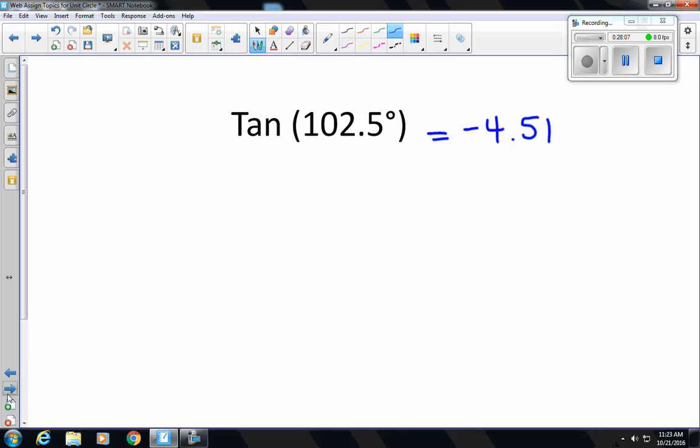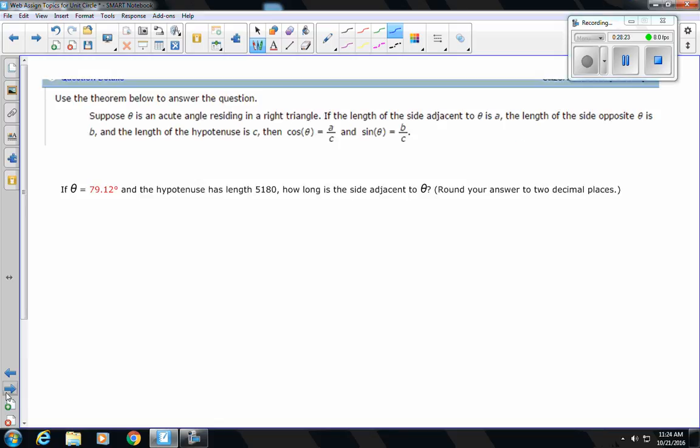Now, is that an angle that comes from a special right triangle? No, but I can still find it. I just have to use my calculator. So there are several on your web assignment that ask you to do this. Be careful because it'll tell you how far it wants you to round. So round properly.